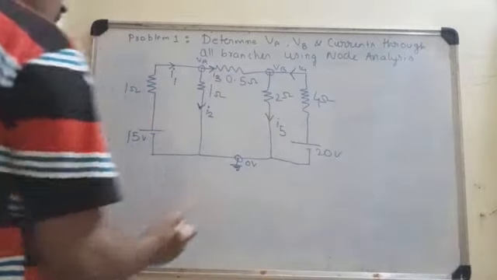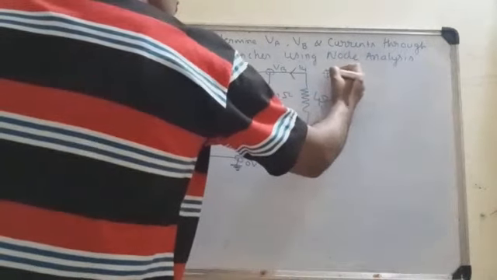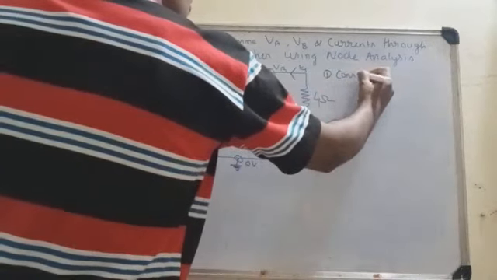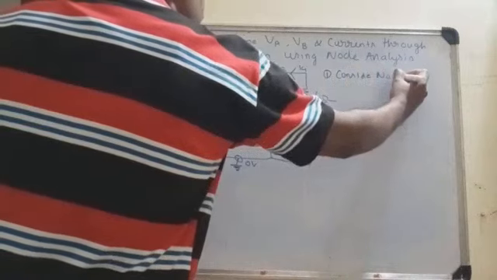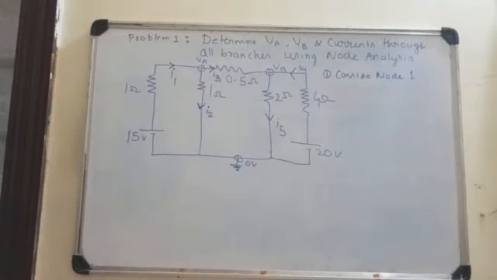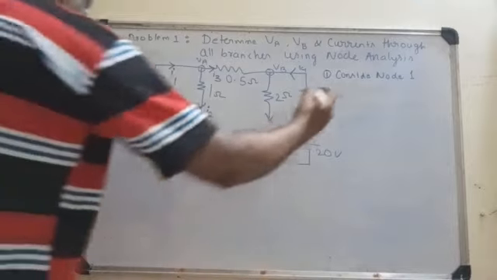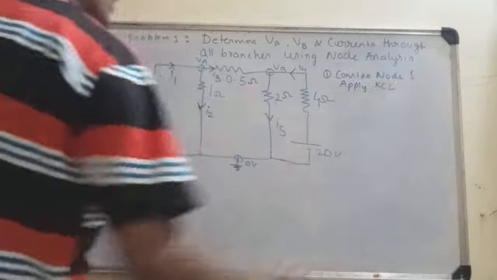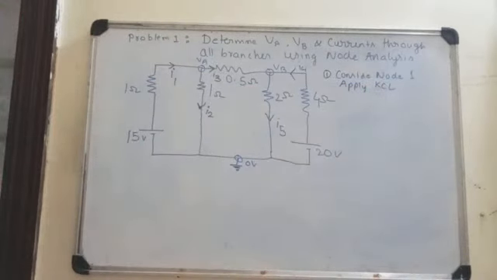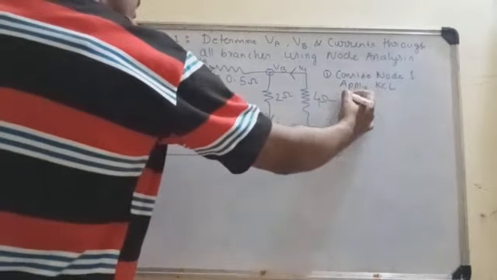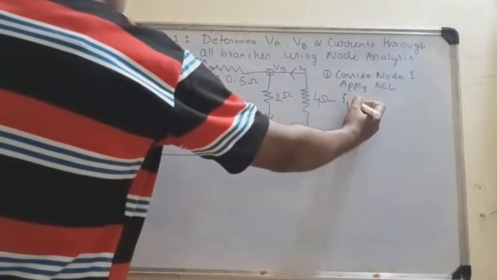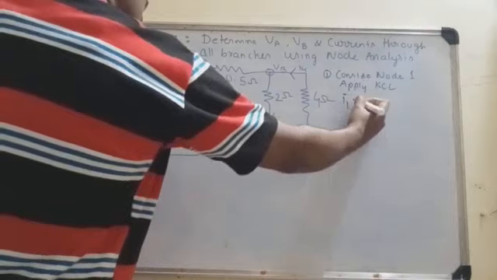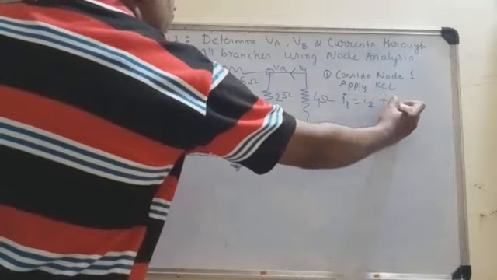To solve this, first consider node 1. Apply KCL. I1 is the incoming current, and the outgoing currents are I2 and I3.